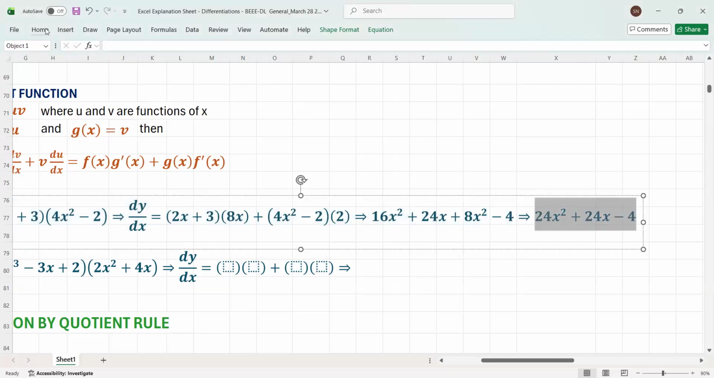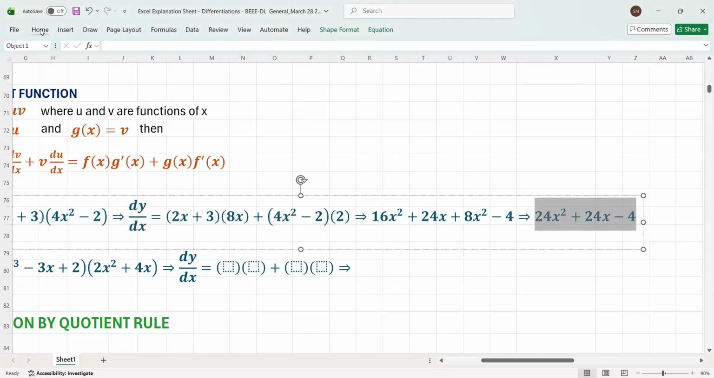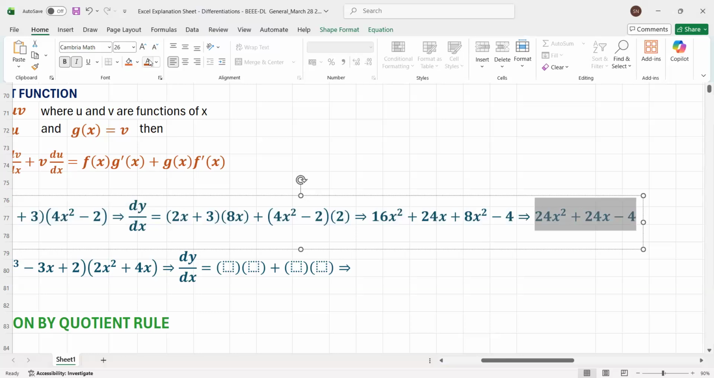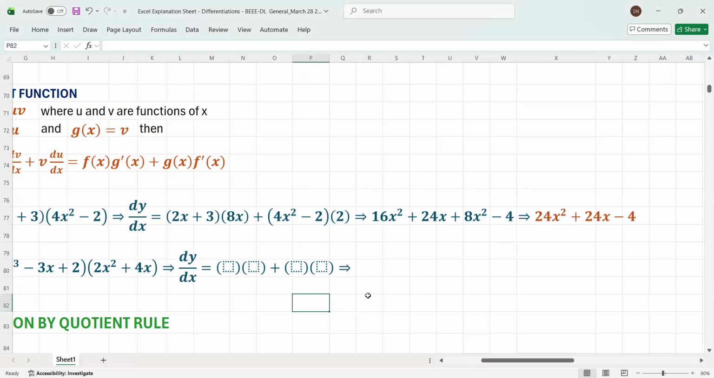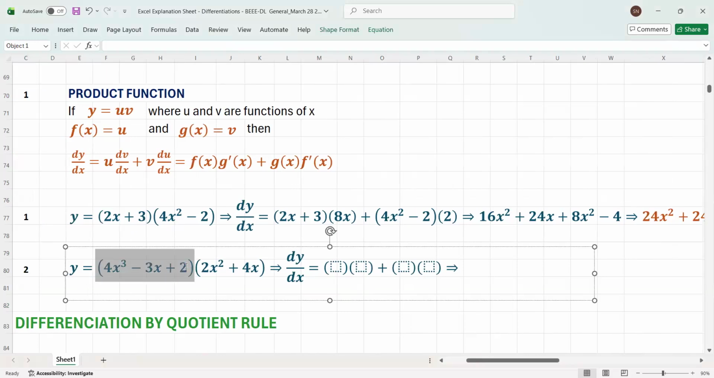Okay, so all we are being asked to do is to keep one of the functions constant and differentiate the other. And then you keep the other function constant and also differentiate the one that is left. Okay, so let's try the second example. The second example, we have this whole function here. This is my u, and this function here, that is supposed to be my v. Okay, so we are going to keep that constant, 4x. So 4x raised to the power 3 minus 3x, then plus 2. I'm keeping this constant.